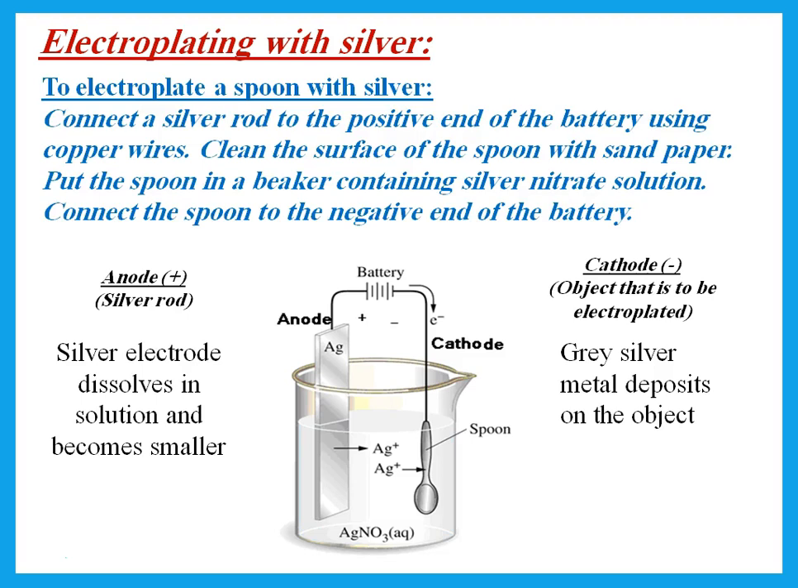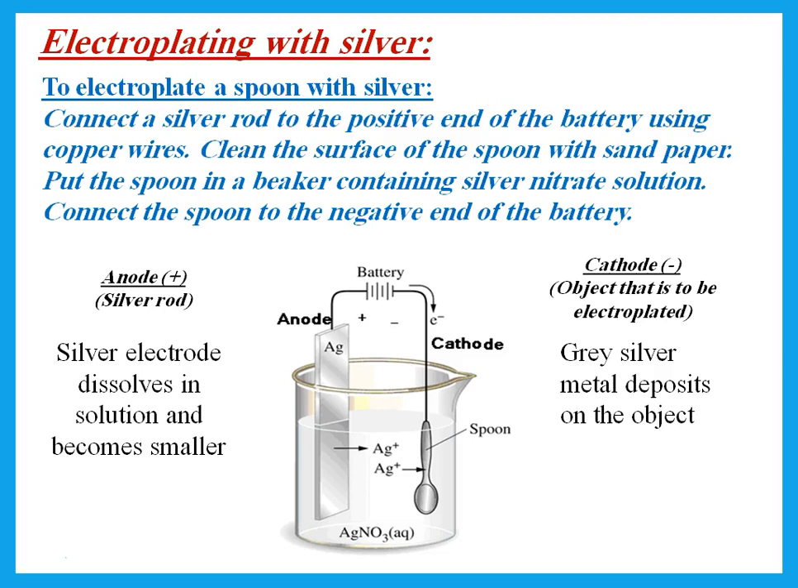This is how we explain it. Connect the silver rod to the positive end of the battery using copper wires. Clean the surface of the spoon with sandpaper. If he says, why do I have to do that? It is to allow the silver to stick to the surface. So the first thing I need to know is I should clean the object with sandpaper. This is to allow the silver to stick to the surface.